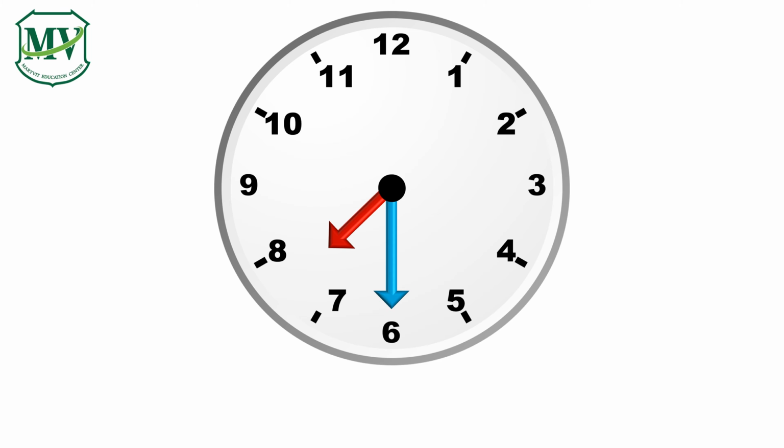Remember, we first look at the small hand for the hour. It is halfway between 7 and 8. So it is still 7 o'clock. The hour does not change until it is pointing right at the next number. Now we'll look at the minute hand. It is pointing to the 6.